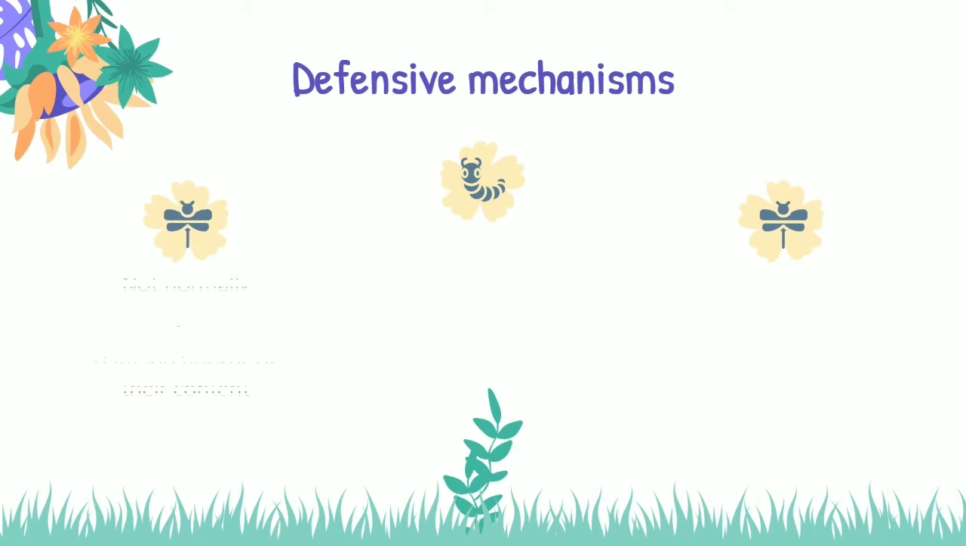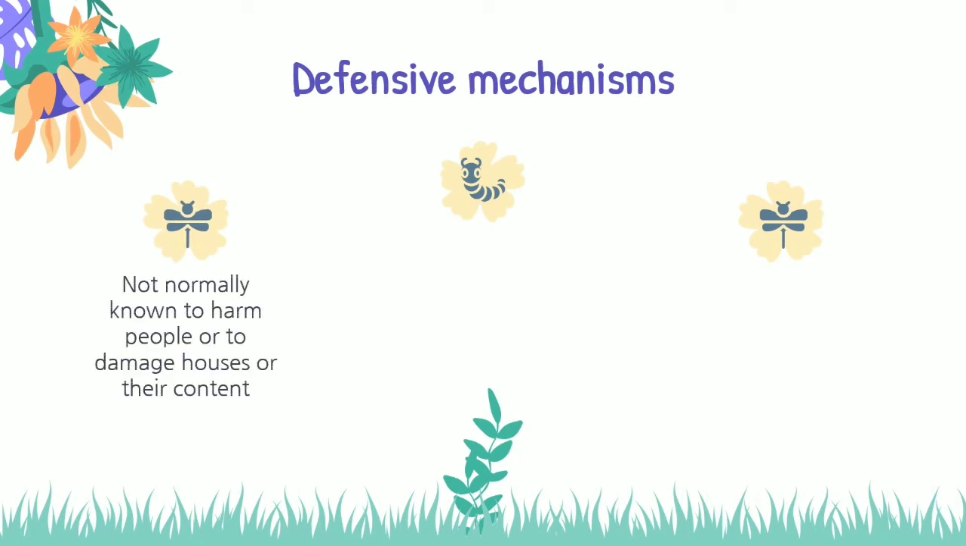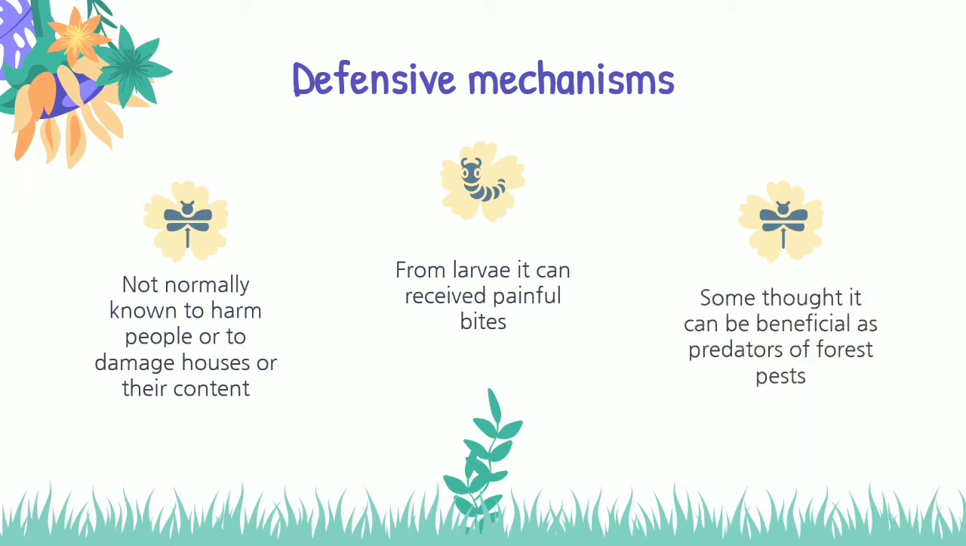Defensive mechanism. Not normally known to harm people or to damage houses or their contents. The larva, however, can deliver painful bites. Some think they can be beneficial as predators of forest pests.